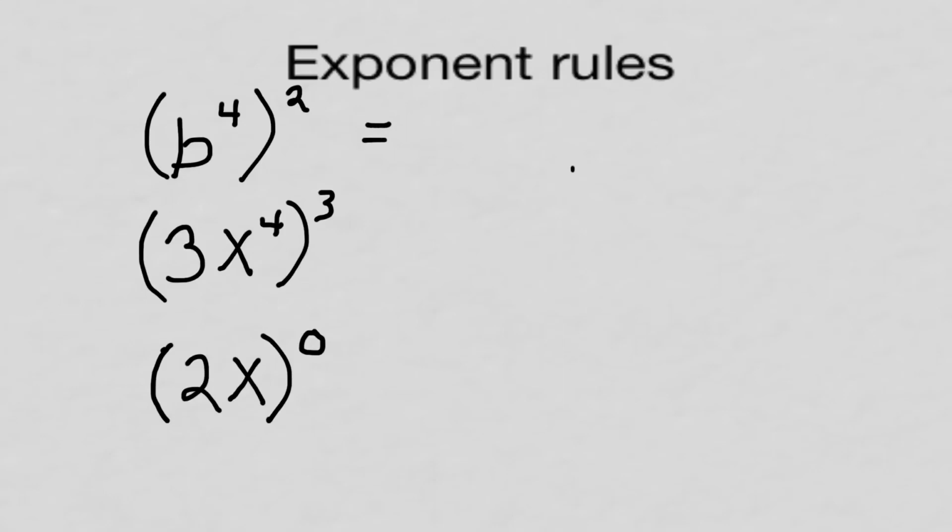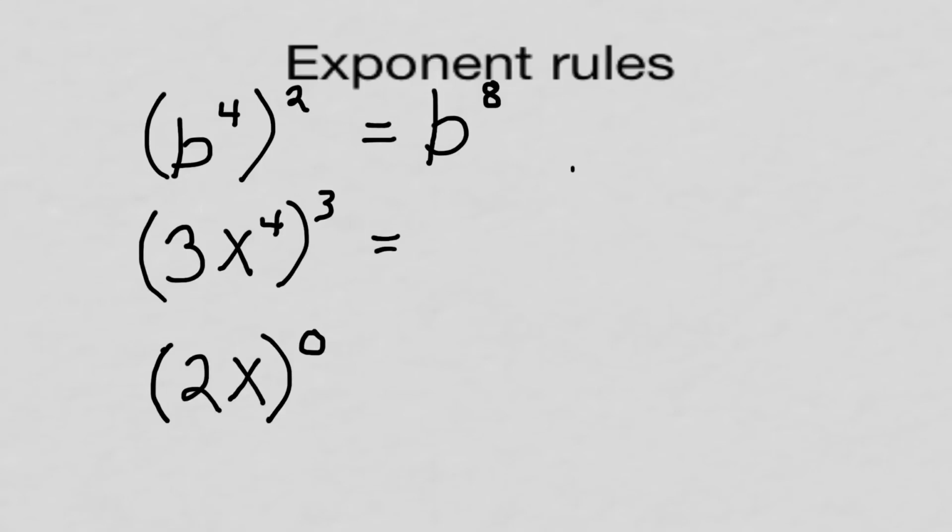Now let's do these. I got b to the 4th, and on the outside of the parentheses I've got a 2. So on this one, all I do is multiply. Gives me b to the 8th. 4 times 2 is 8.